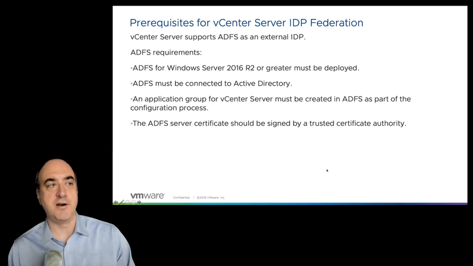The prerequisites are that you'll need to be running ADFS for Windows Server 2016 R2 or later. ADFS must be connected to AD, and that application group for vCenter must have been created on the ADFS as part of the configuration process. So again, there are some things that you'll need to do on the ADFS side, such as create that application group, which then requires the vCenter server's URI in its implementation. That will generate what's called a client ID with a secret key. You'll then use those elements in setting up the external identity provider on vCenter. And again, the ADFS server certificate should be signed and trusted by a trusted certificate authority.